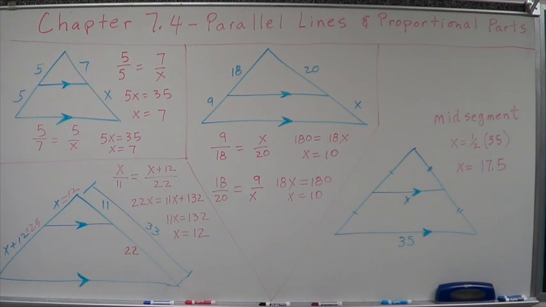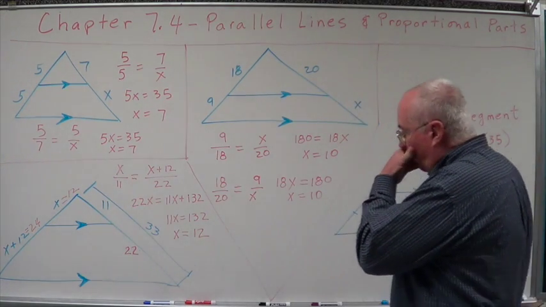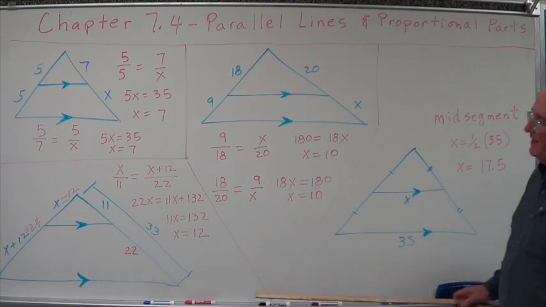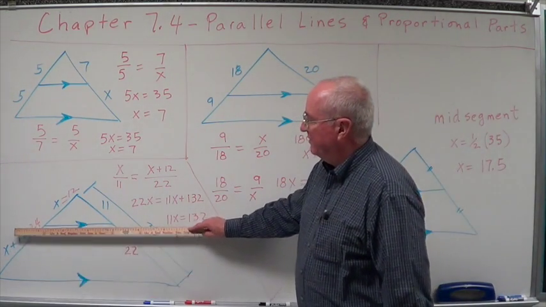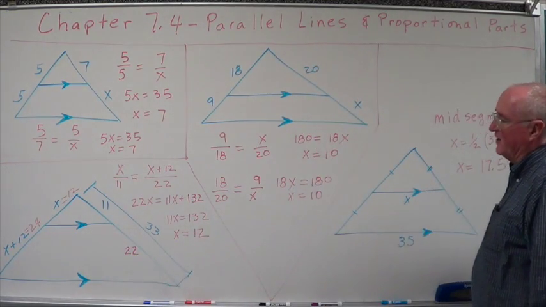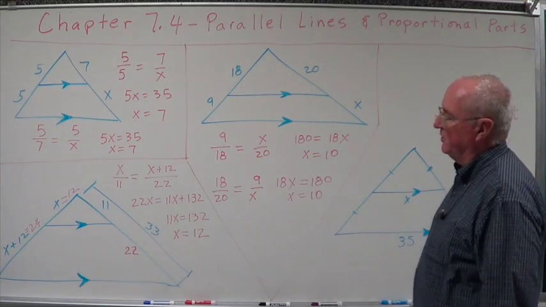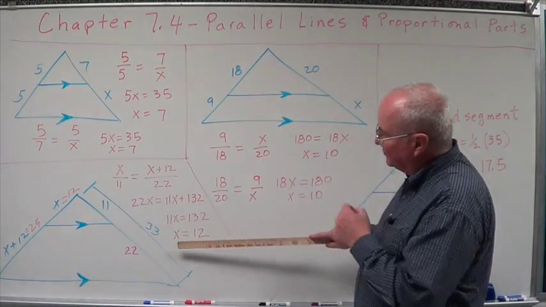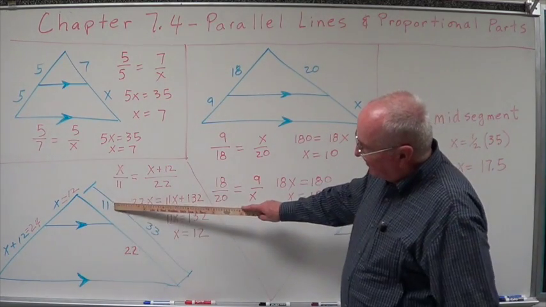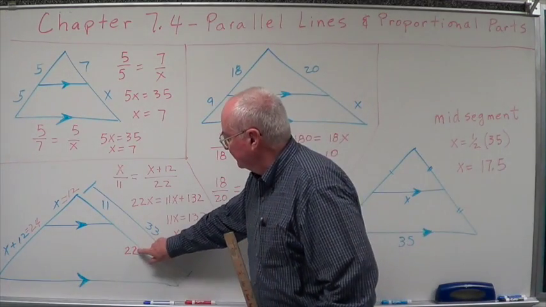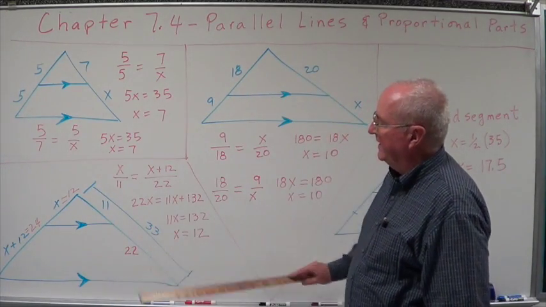Okay? Here's one a little more challenging. We've got some unknowns over here. Again, we have a triangle with parallel segments. Meets the requirements of the triangle proportionality theorem. We have x and 11, and then we have this whole thing is 33. Well, if this part is 11, what's this part? It's 22. So what we've done is we've calculated that part.